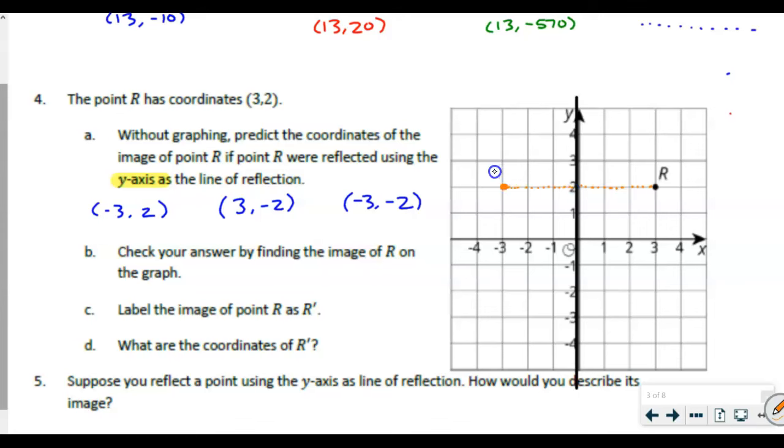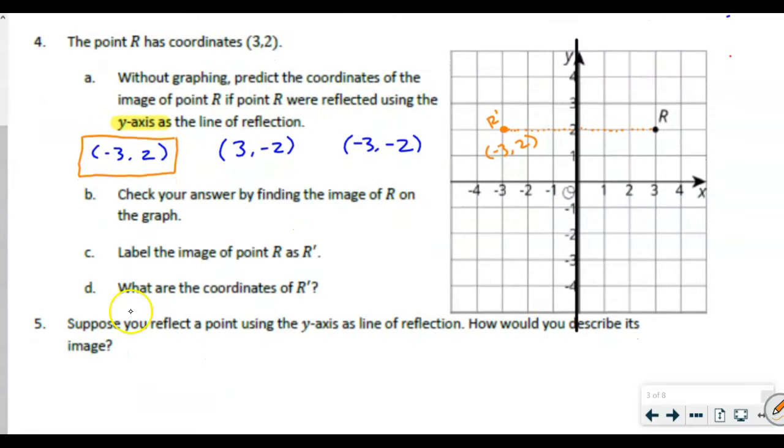It says let's label that as R prime. And the coordinates are -3, 2. Yep, -3, 2. Who was the one who predicted this one? Tempe. Who else predicted -3, 2? Okay, good. And those who did not, did we have a good learning experience from that?